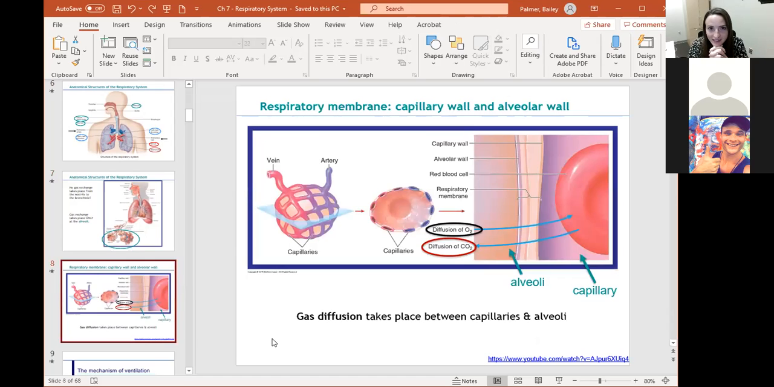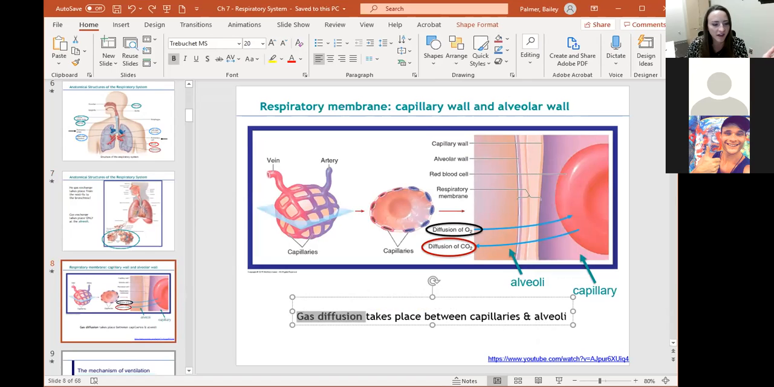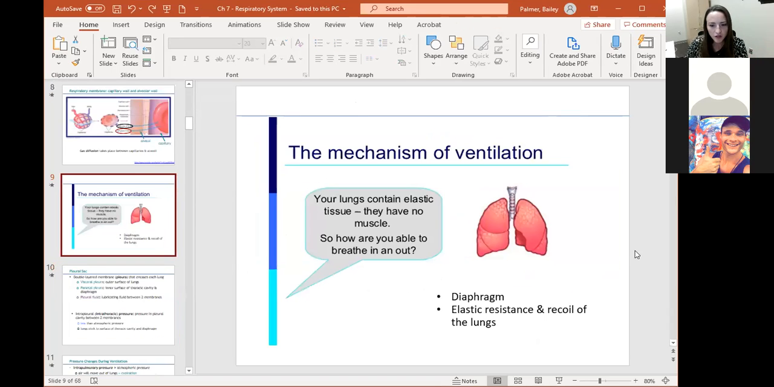This next slide here, we get into diffusion of gases. So we'll talk about that more in detail about the driving forces and the pressure differences and how that allows for gas exchange to occur. But just knowing here, gas diffusion takes place between the capillary and the alveoli. You don't really have to know much about the diaphragm besides that it performs inspiration at rest. And I'll pull up that slide later in a second.